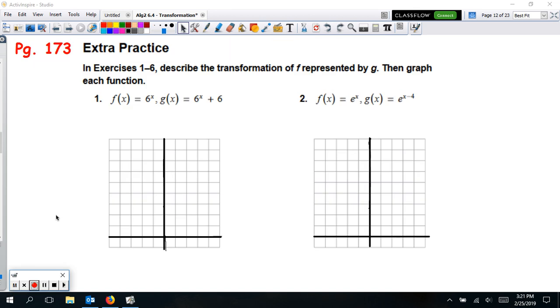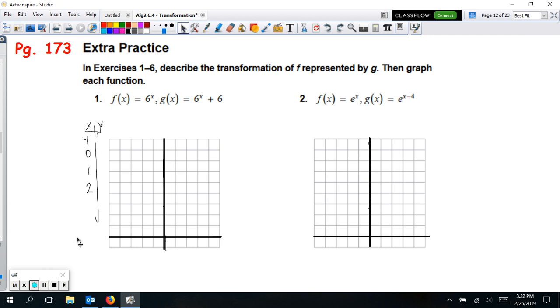Okay, so with 1 and 2 on our extra practice, page 173, it says describe the transformation of f represented by g, then graph each function. And I'm going to graph the function first. Let's go ahead and just graph this first exponential function, which is just 6 to the x power. So we'd want to plug in some numbers for x, so I'll make a little table of values for that. Just -1, 0, 1, and 2. Just 4 numbers is fine.